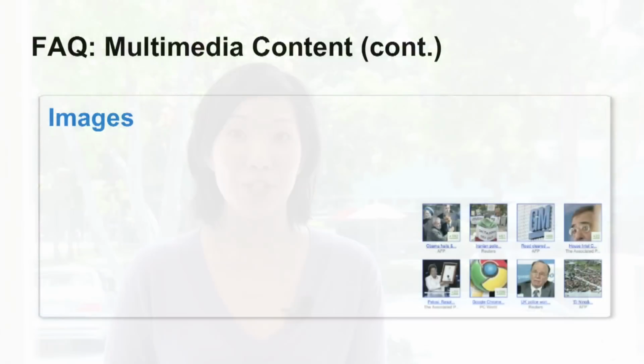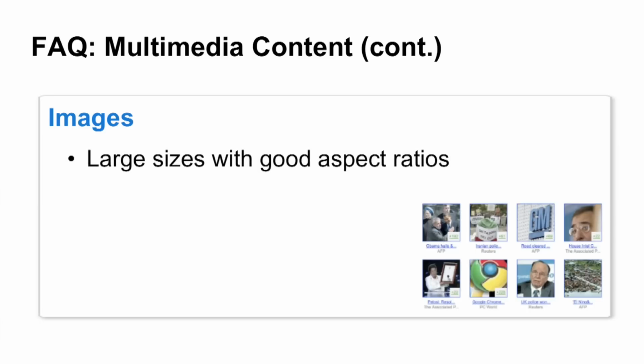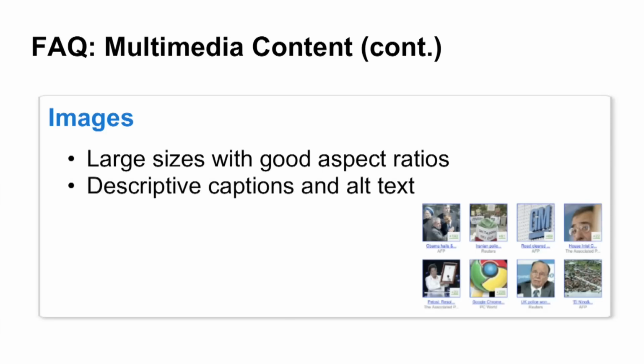Now let's talk about images. With images, we have 5 tips that will help you get your images included in Google News search. First, you want to use a large-sized image with good aspect ratio. Second, you want descriptive captions and alt text. Third, you want to keep your good image near the title. And that again helps us associate an image with the subject matter.